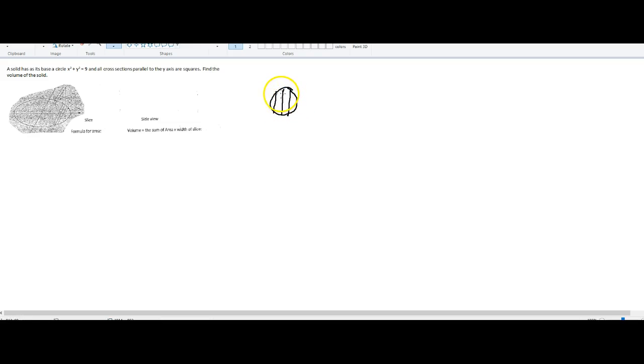Since I'm looking at that, they're squares. So I'm going to walk this way along the x-axis. I need my area in terms of x as I walk in the x direction from -3 to 3. As I walk from this end of the circle, which is at -3, to this end of the circle, which happens to be 3.